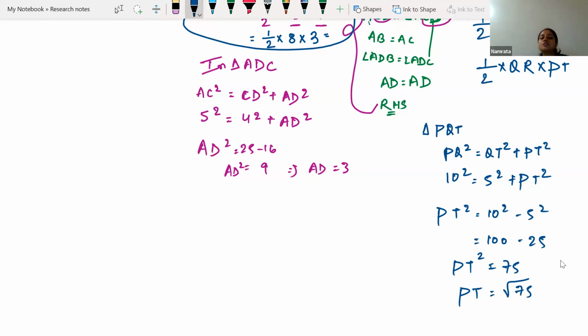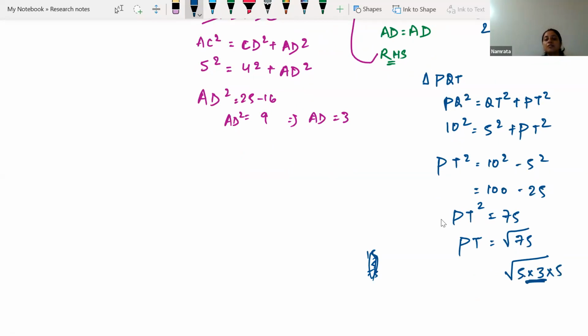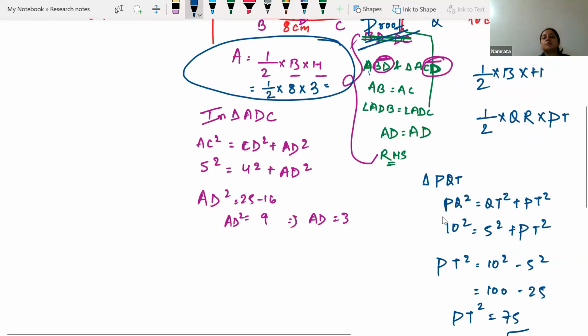Let's use it as it is, or you can also take it out from the root sign. Whatever is possible, let's take it out from the root sign. So 75 is 5 times 15, so 5 into 3 into 5. Here I can see 5 is in pair, so I can write it as 5 root 3. So we have got PT as 5 root 3.